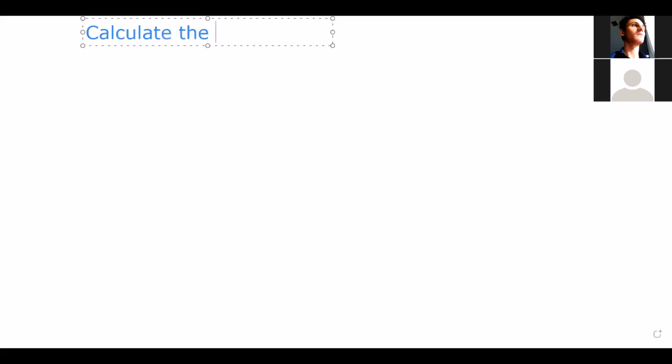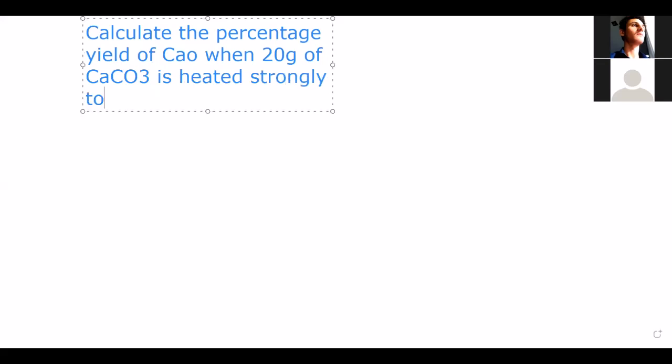Calculate the percentage yield of calcium oxide when 200 gram of calcium carbonate is heated strongly to give 50 gram of calcium oxide.